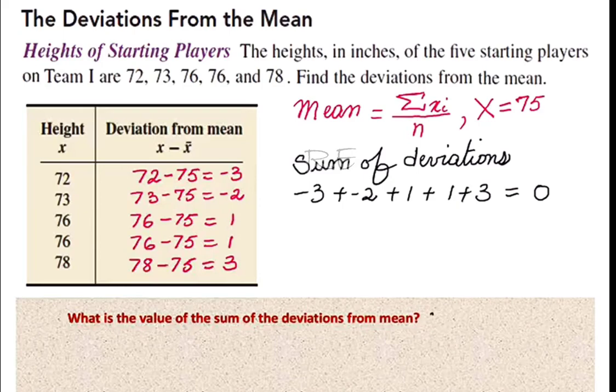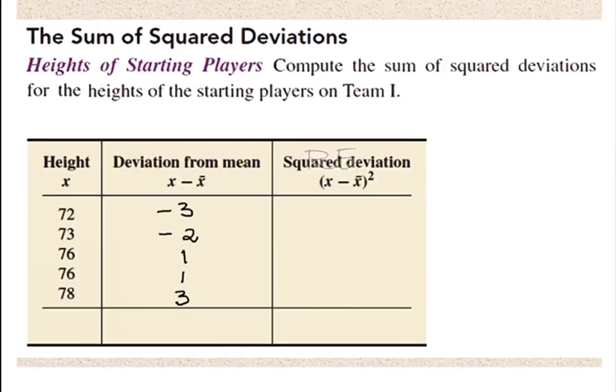We didn't go that far, but we have the deviations. If we square them, then we'll eliminate the previous problem. If we square them, then we can add them and average them. Negative 3 squared is 9. Negative 2 squared is 4. 1 squared is 1.